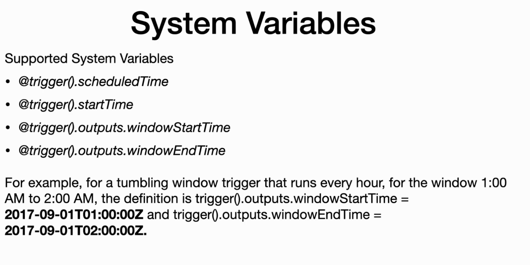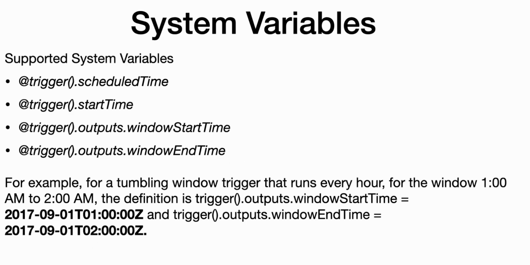tumbling window is used. Now for example, if you have a tumbling window trigger that runs every hour for the window 1 a.m. to 2 a.m., the definition of these variables will be something like this, where the date will be 2017-09-01, and here you can see that the time is set to 1 and 2. So this will be the value of the variables, that is start time and end time.